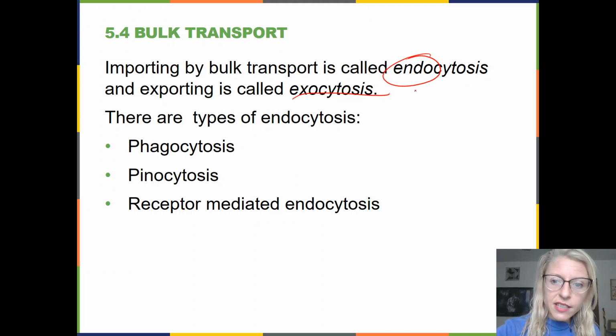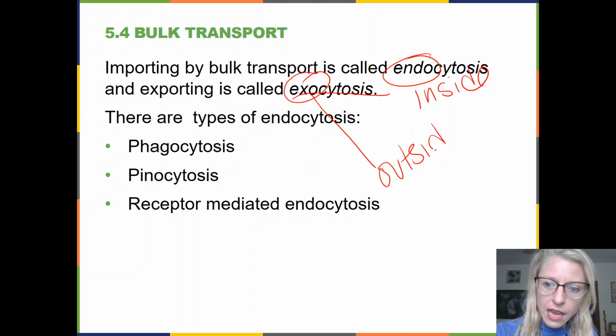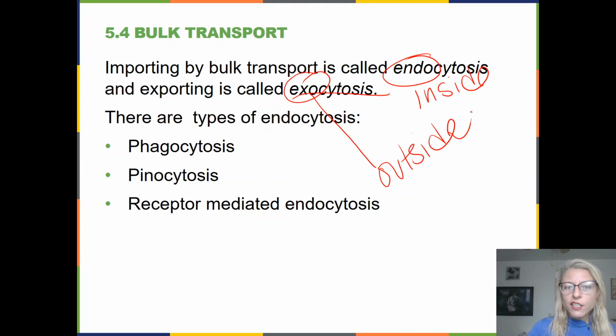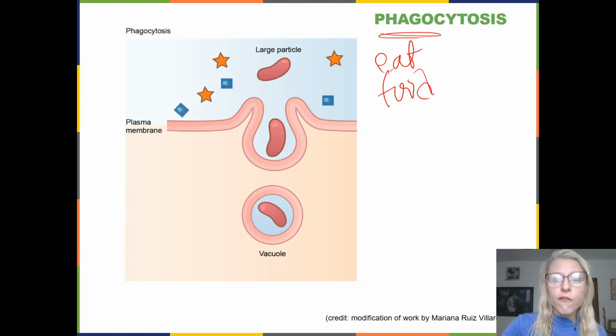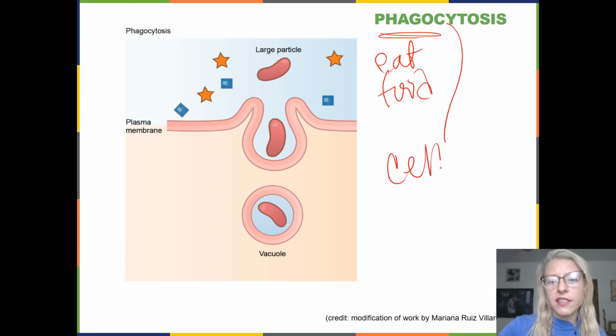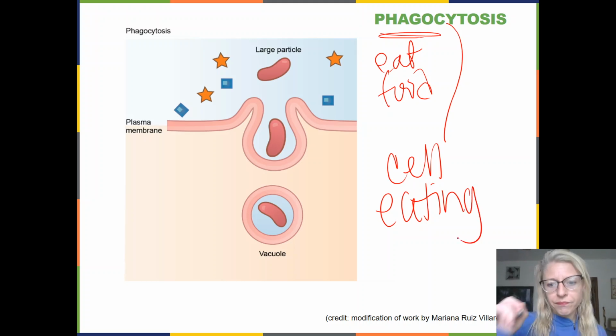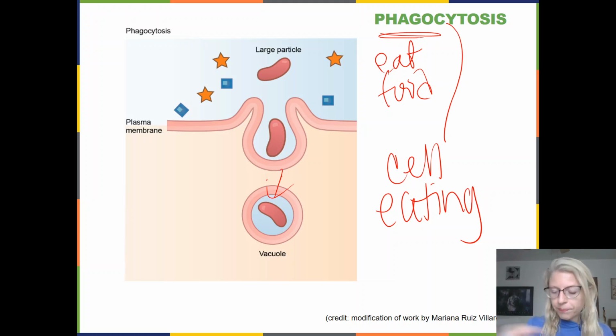Endo means inside. Exo means outside. So endo and exocytosis at their most basic are moving substances inside and outside the cell. Phagocytosis is doing the same thing, but phagocytosis, this means eat or food. So phagocytosis itself is actually cell eating. Okay, and that's basically when a large particle is engulfed by a piece of the cell membrane, and a piece of the cell membrane buds off into the cell containing the particle in a vacuole.